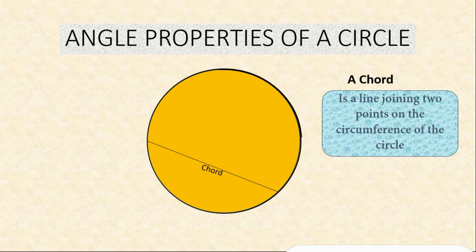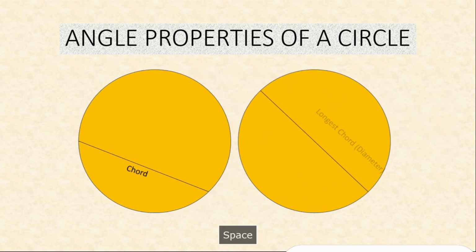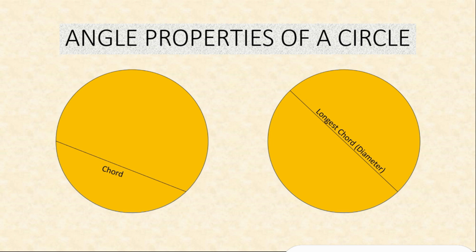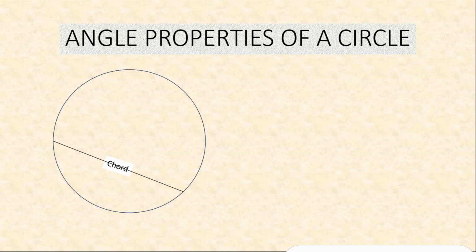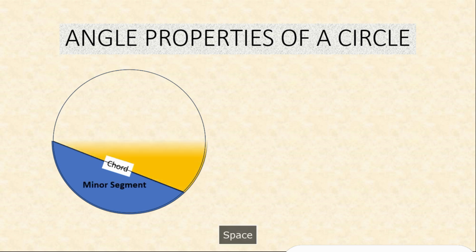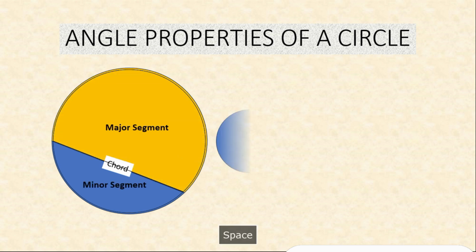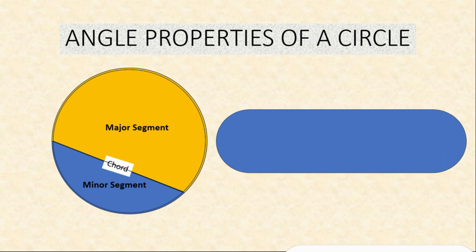Next is a chord. A chord is a straight line that joins any 2 points on the circumference of a circle. Unlike the diameter, a chord does not have to pass through the center of the circle. Finally, the segment of a circle. A segment is the region enclosed between a chord and the arc it subtends. There are 2 types of segments, the minor segment and the major segment. These are the main parts of a circle.